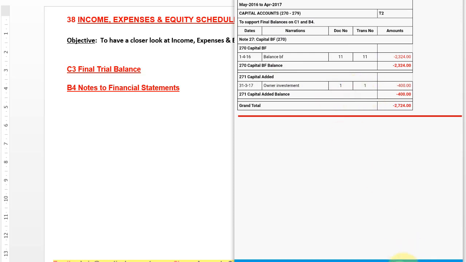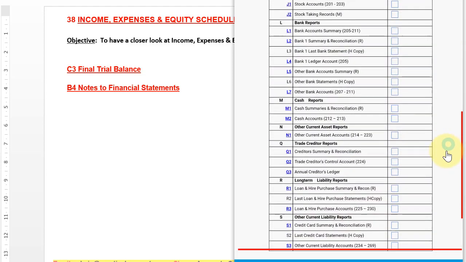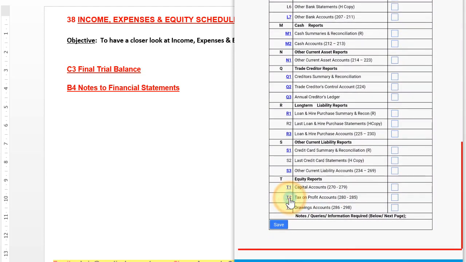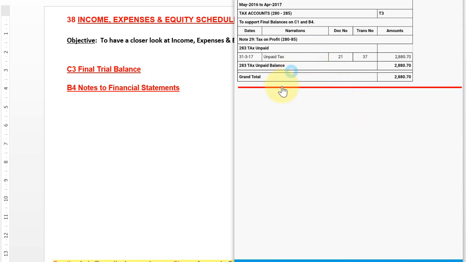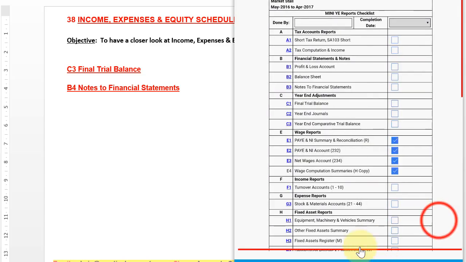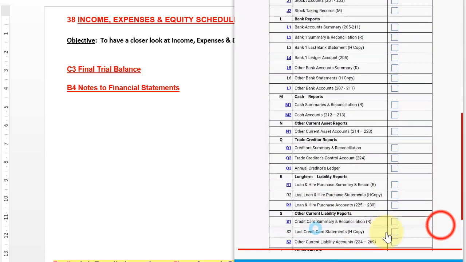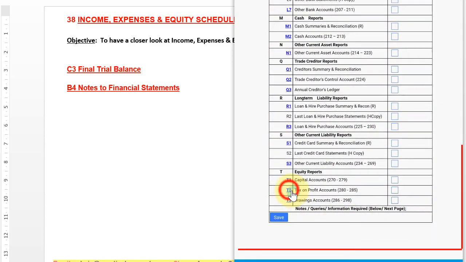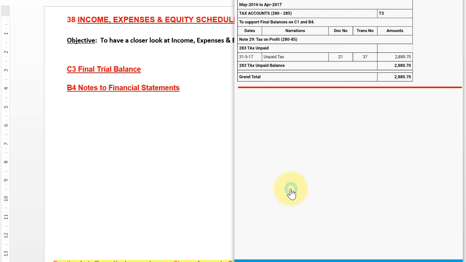Now let's go back. And then finally, let's see what there is. We've got tax accounts on T2. Remember, they should agree with what we have on C3 and B4. You can verify that after you have recorded. Okay, let's go back to our mini checklist and look at the other T reports. This is the tax on profit. We've just looked at this.